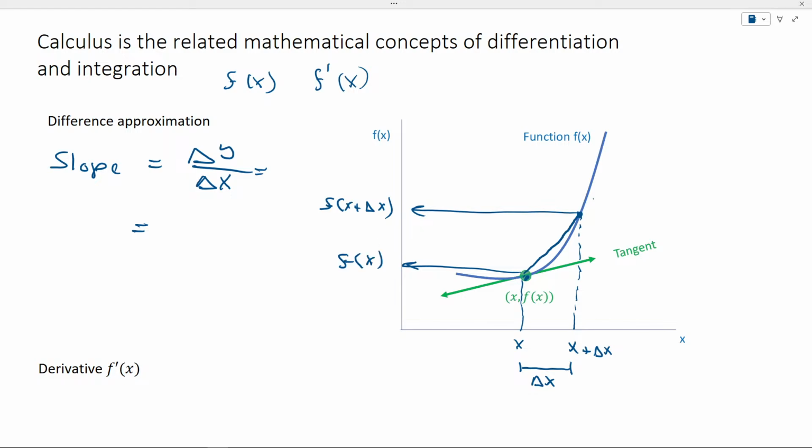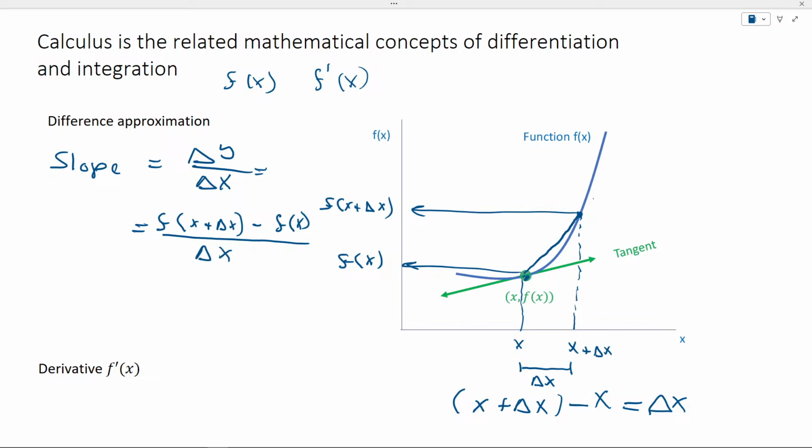So that would be f of x plus delta x minus f of x, that's how you find the slope, divided by this x minus this x, which is basically delta x. Because when you understand, it will be x plus delta x, so this one minus this one gives you delta x. So that is divided by delta x. That's how I can find the slope.